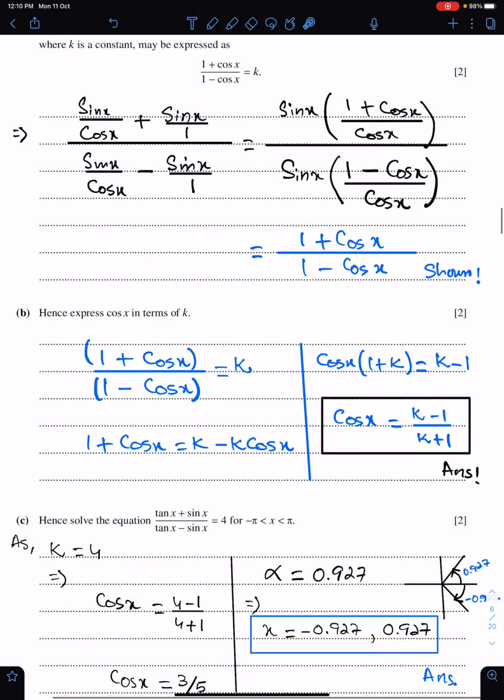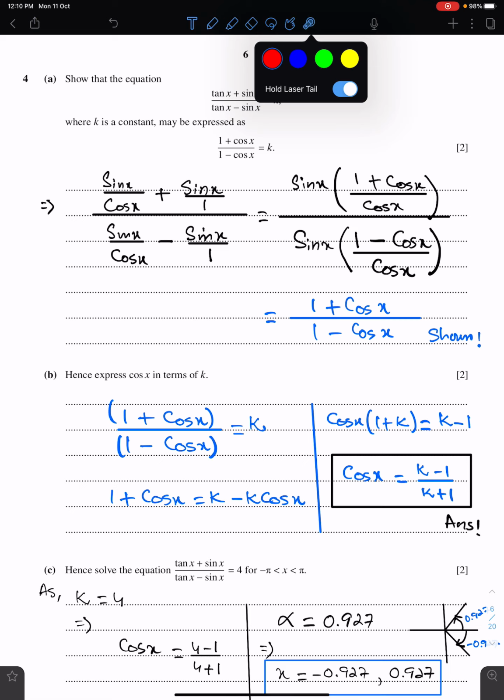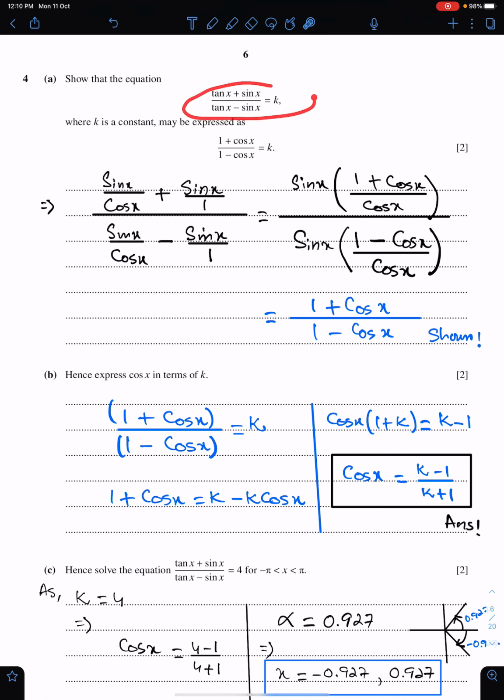Next question, number 4. Well, this is given and we have to show this thing. We have to transform this equation into this form. For that, we need to use this formula of tan x, sin x upon cos x, both in numerator and denominator. So tan x is sin upon cos, and same is here.